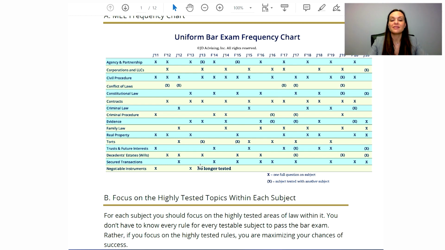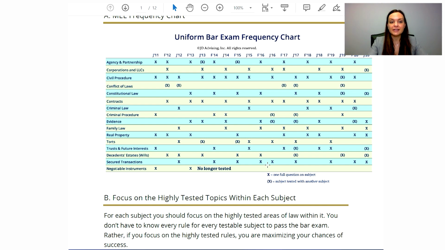So just as the subjects are not treated equally on the bar exam, neither are the topics within it. So to get started, let's take a look at our frequency chart. And I'm not going to go into great detail here. This is a resource for you to come back to when you're studying, but it illustrates to you how frequently the subjects on the essay portion of your bar exam are tested.